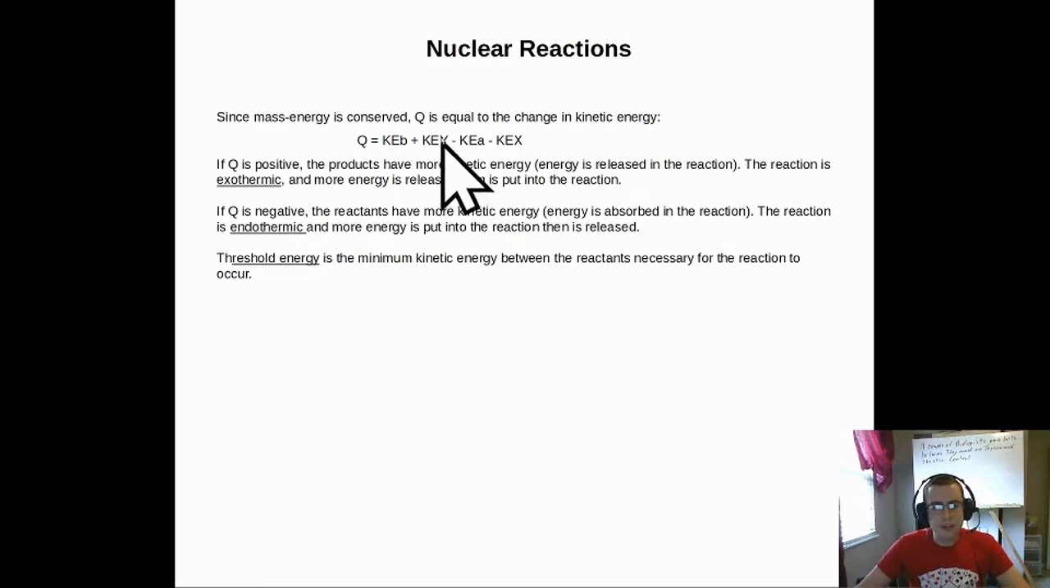But regardless of how you go about it, if Q comes out to be positive, that means that the products have more kinetic energy, or that they're less massive. So therefore, energy has been released in the reaction, and that's going to be exothermic.